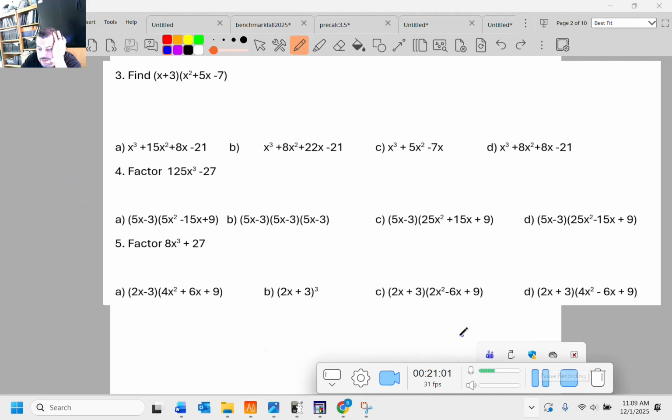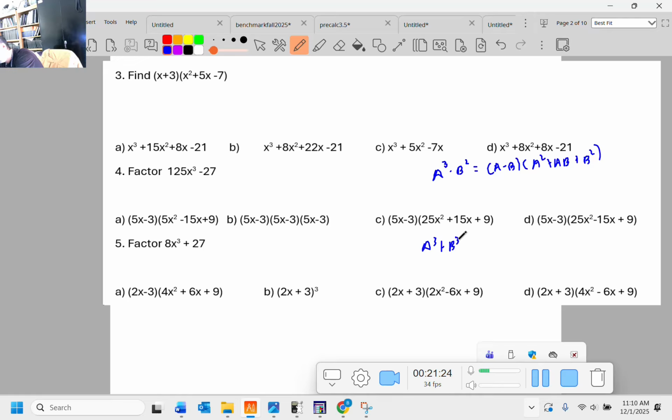So to do 4 and 5, you had to know your patterns. An A cubed minus a B cubed is going to be A minus B times A squared plus AB plus B squared. And A cubed plus B cubed is A plus B times A squared minus AB plus B squared. And remember you had your old SOAP thing? Same, opposite, always positive. Same, opposite, always positive.